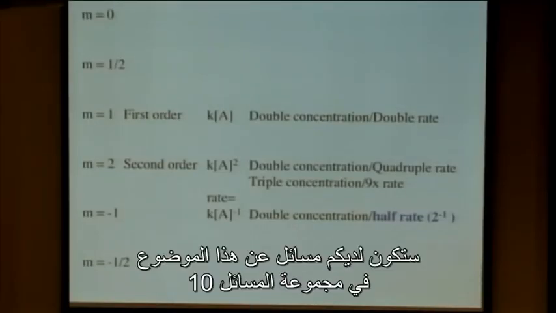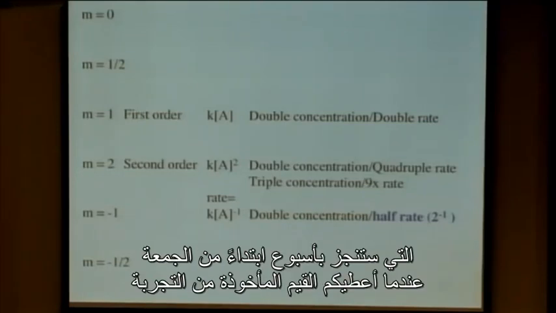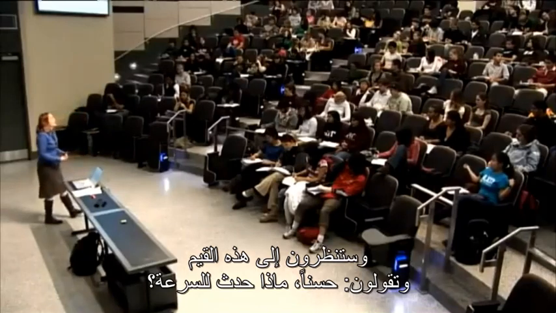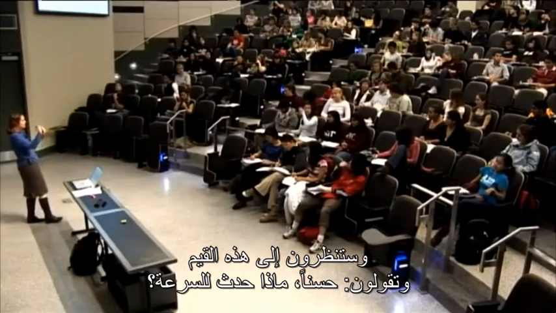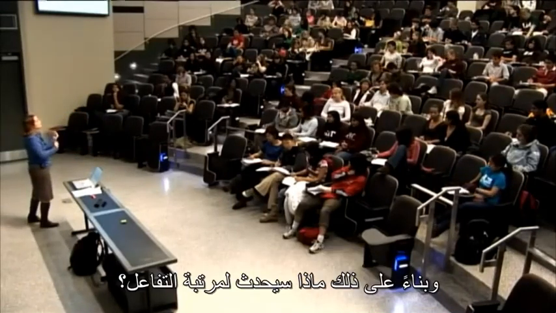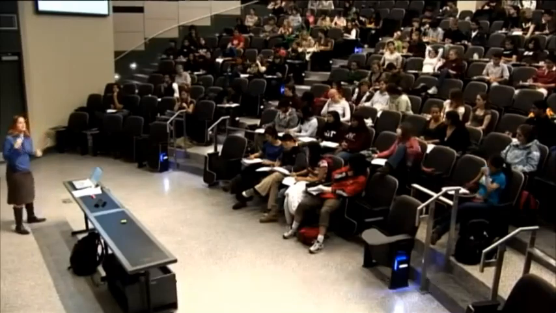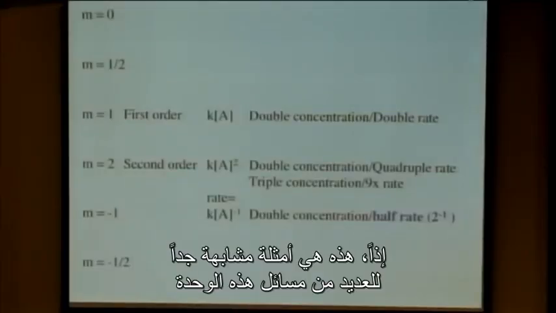And you will have problems on problem set 10, which will be due a week from Friday, where you're going to be given experimental data, and you have to look at it and see, okay, what happened to the rate, and then what does that mean about the order of the reaction? So this is a lot of what the problems are like in this unit.